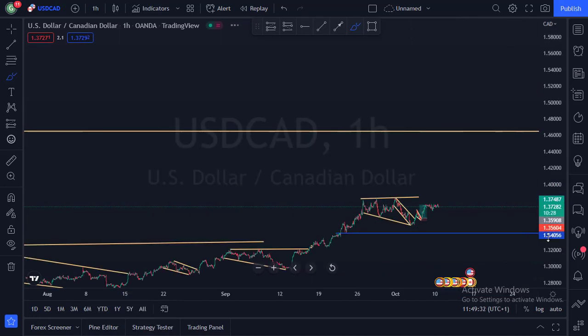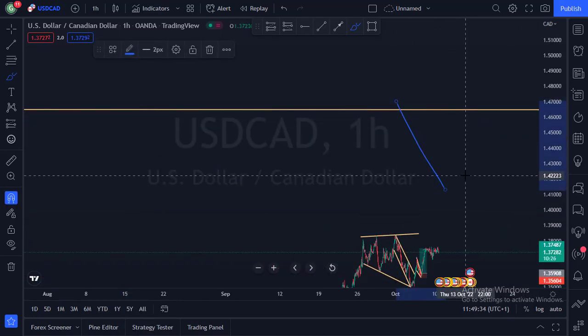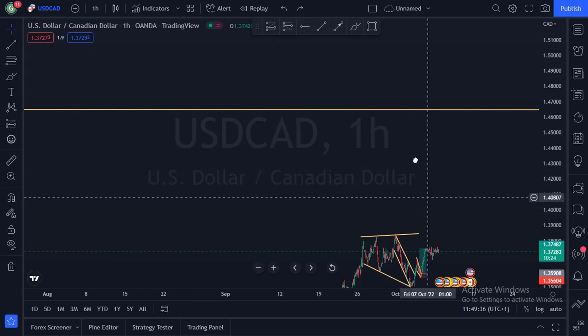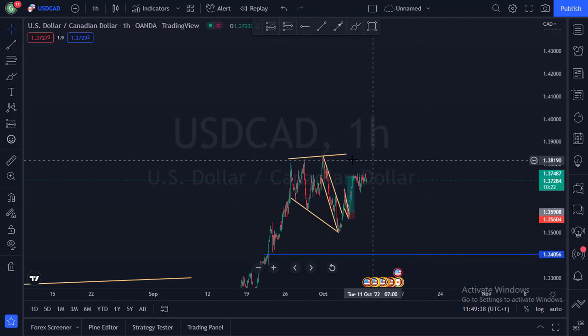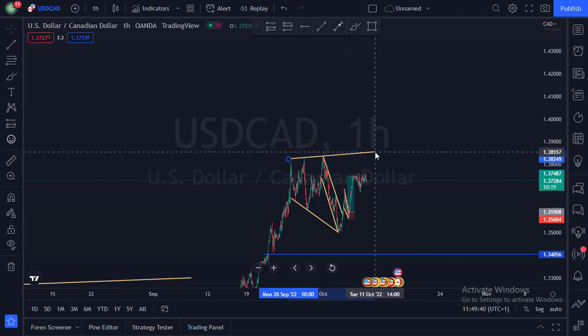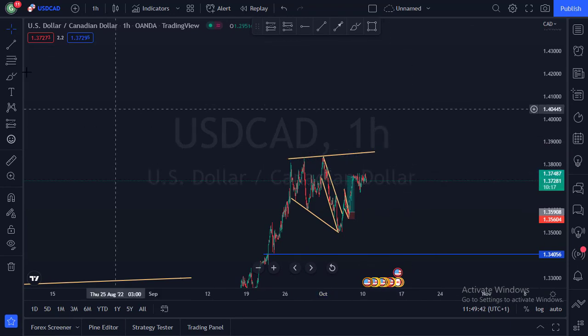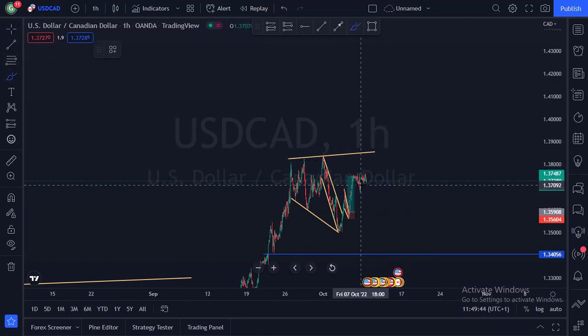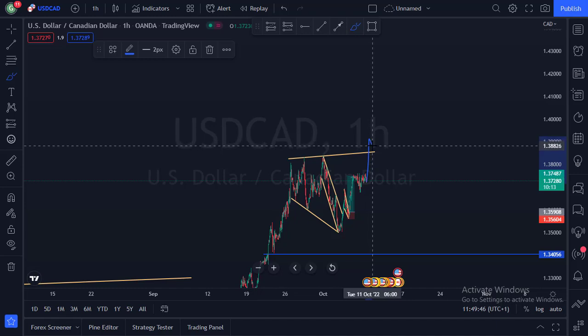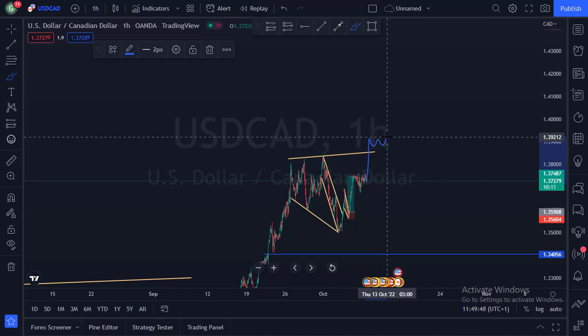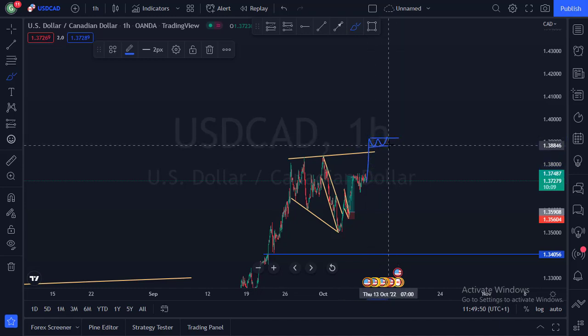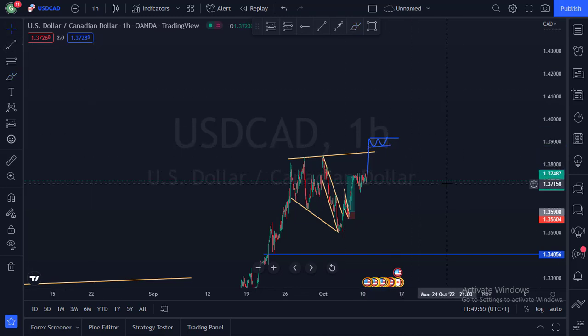But how do I even plan to get into a buy? I'm not going into any trade on USD CAD right now. I'm just going to wait for price to break out of this expanding channel up there. All right, so if price breaks out of this and forms a correction up here, then I'll be looking for a buy opportunity on USD CAD. But if that doesn't happen, I'm happy to just let this pass. Okay, so that's my bias on USD CAD.